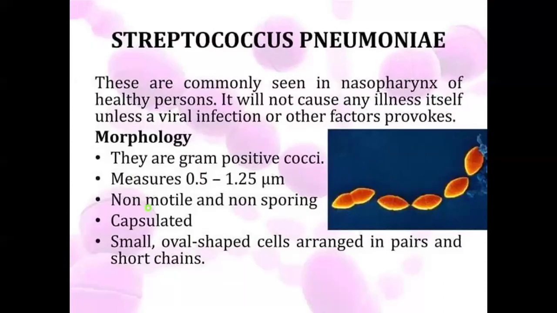And then we go to Streptococcus pneumoniae. These are commonly seen in the nasopharynx of healthy persons. From the word pneumoniae, it will not cause any illness itself unless a viral infection or other factors provokes it. So as you can see, these are the general characteristics of the bacteria we had said. They're small, oval-shaped, arranged in pairs and short chains, as you can see here.